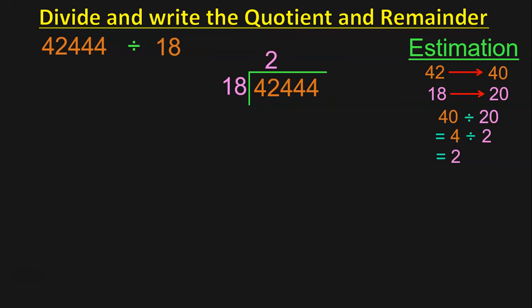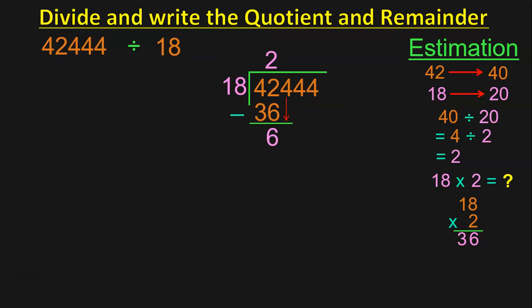What is the next step? The next step is to find out what is 18 into 2. What is 18 into 2? 2 8s are 16. 6 carry over 1. 2 1s are 2. 3. So 18 into 2 is 36. So write down 36 over here. Now you'll have to subtract 42 minus 36. What is 42 minus 36? It is 6.